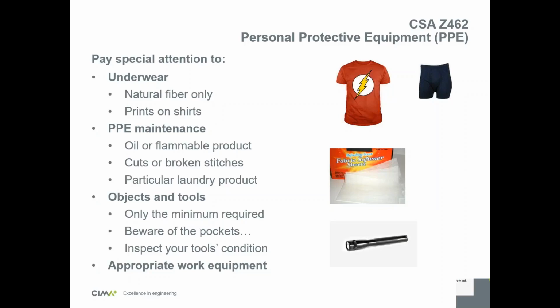PPE maintenance. If there's oil or flammable product on arc flash rated PPE, you need to make sure to wash it off or replace the PPE, because this can lower the fire protection of the equipment. Also check regularly for cuts or broken stitches, because cuts or broken stitches can reduce the protection of the worker. And then you need to make sure you never use fabric softener on fire resistance clothing, because this can completely remove the fire resistance from the equipment. So make sure you never use fabric softener on these PPE.